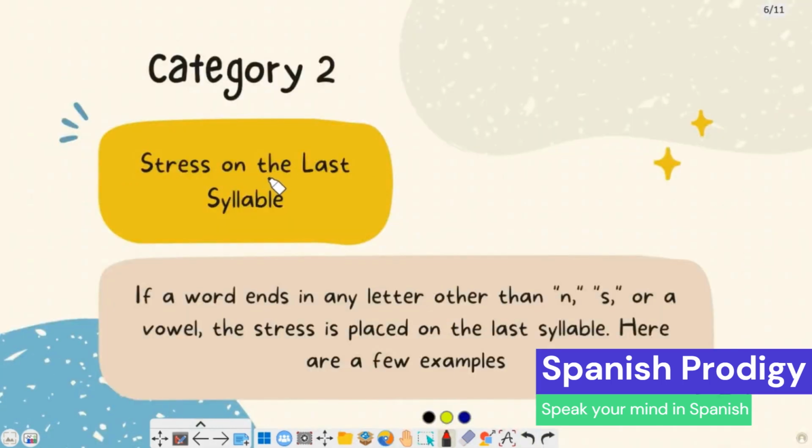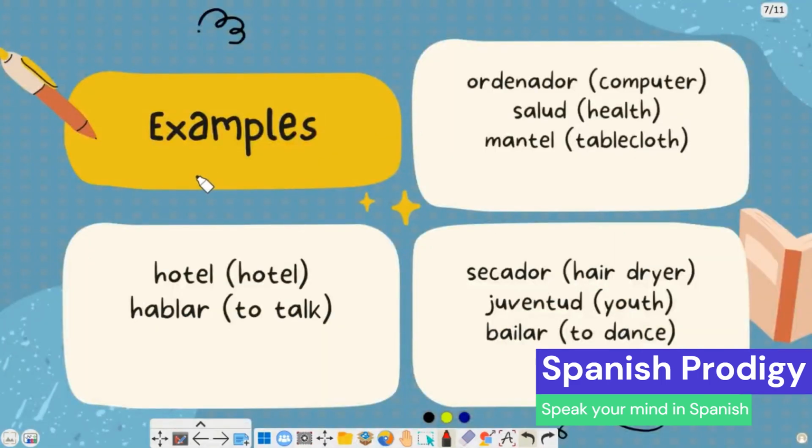Now category 2, which is stress on the last syllable. If a word ends in any letter other than N, S or a vowel, the stress is placed on the last syllable. And I will give you some examples for this category 2. As you can see here, the words end in consonants other than N and S. So the stress would be on the last part of the word.